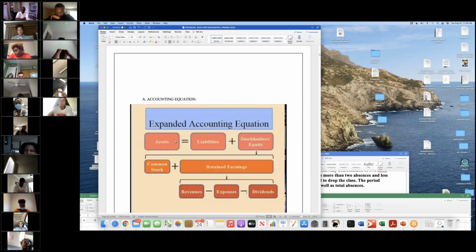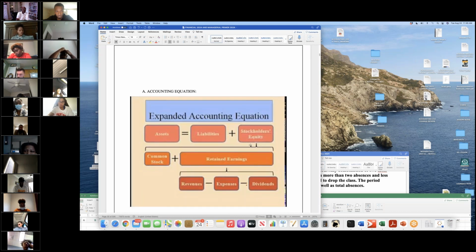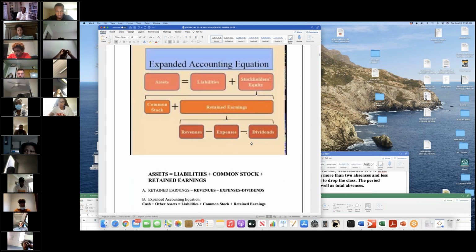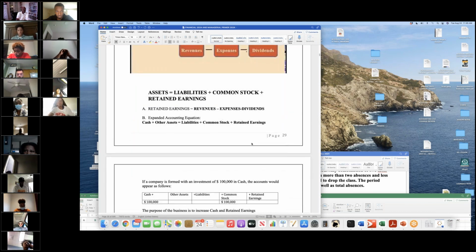We have, first of all, the accounting equation: assets equal liabilities plus stockholders' equity. Stockholders' equity is common stock plus retained earnings. Retained earnings is revenues minus expenses minus dividends. This is the fundamental accounting equation that governs everything we do. And of course, you should be familiar with that equation.